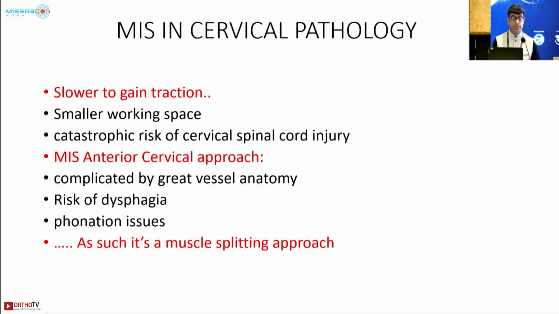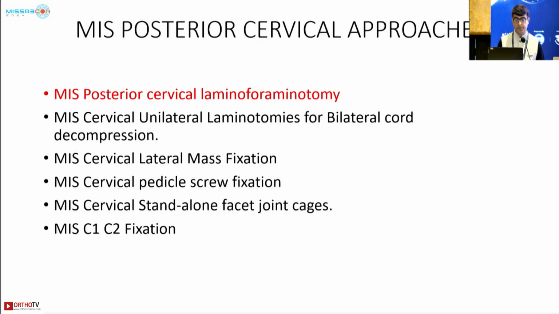But MIS in cervical pathology is slower to gain traction because of smaller working space and the catastrophic risk of cervical spinal cord injury. MIS anterior cervical approach is complicated by great vessel anatomy. There is a risk of dysphagia and phonation issues, and as such it's a muscle splitting approach. So the anterior approach has not been that popular.